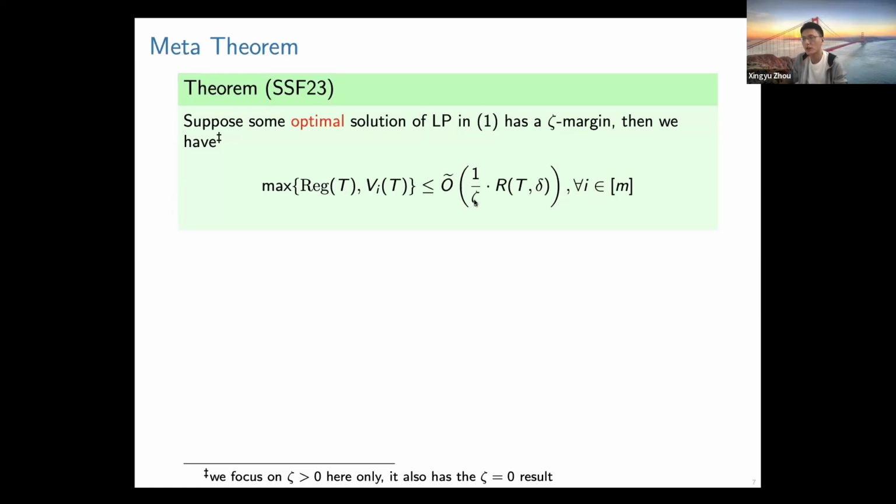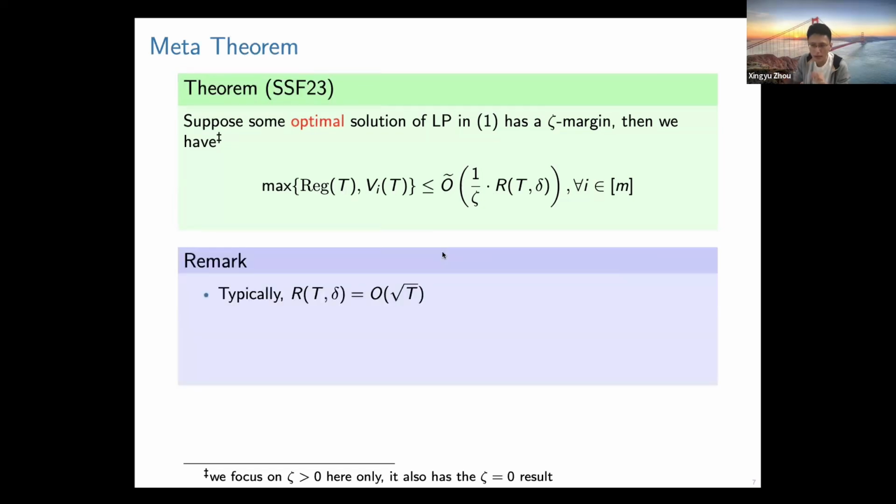Okay, so this is good, right? Because typically this normalized regret is root T, and basically we arrive at a root T bound for both regret and constraint violations. But the key limitation here is the stronger assumption that you have to assume that the optimal solution of that LP is strictly feasible. It is kind of weird, right?